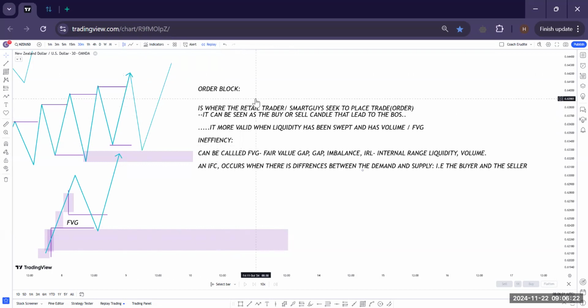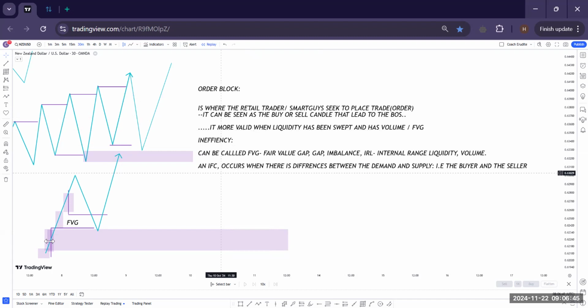Where can you place your order, right? And the most valid one is not just the buy or sell candle, just like it's stated here. Like I said, it's where the retail trader, smart guy seeks to place order. Even you, as a retailer, you want to place order. But make sure it's not just the buy or sell candle. The sweet order block is the one that creates volume.